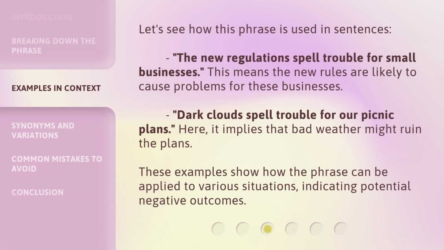Let's see how this phrase is used in sentences. The new regulations spell trouble for small businesses. This means the new rules are likely to cause problems for these businesses. Dark clouds spell trouble for our picnic plans. Here, it implies that bad weather might ruin the plans. These examples show how the phrase can be applied to various situations, indicating potential negative outcomes.